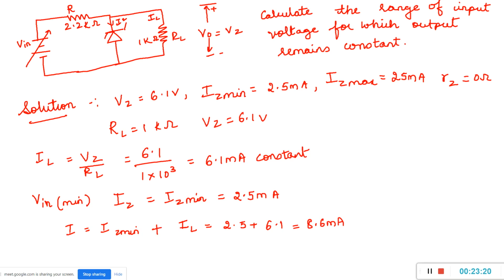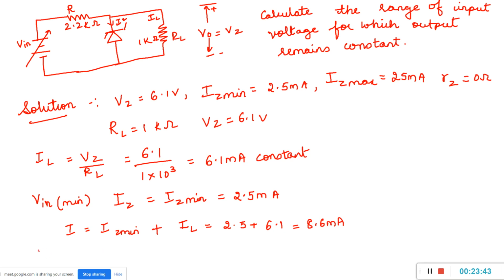So total I is equal to Iz plus IL, right? So Iz min plus IL is equal to Iz min, which is given as 2.5 milliamps, plus IL, which we have found out by Vz divided by RL, where we got 6.1 milliamps. 2.5 plus 6.1 milliamps, we will get 8.6 milliamps.